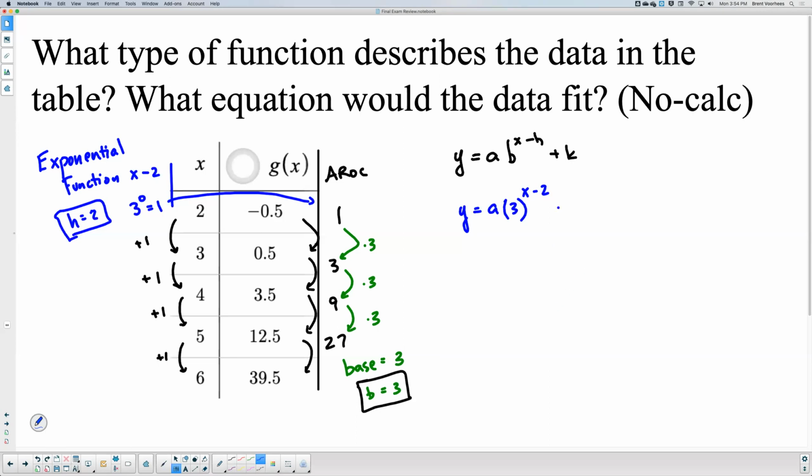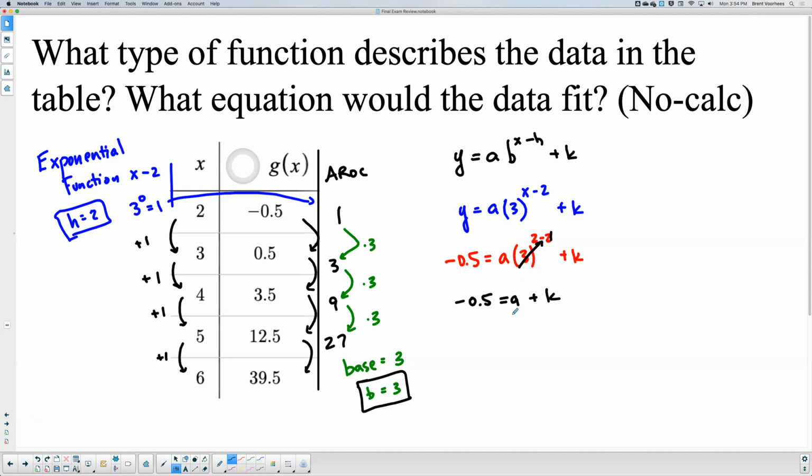Now I don't know k yet. So you could try to subtract, but we don't know a either. So what am I going to have to do? I'm going to have to plug in some values. I'm going to first plug in these points. So when I plug in the first point, I have negative 0.5 equals a times 3 to the power of 2 minus 2 plus k. Well, 3 to the power of 2 minus 2, that's the power of 0. Anything to the power of 0 is 1. So I could simplify that and say, oh, that's just 1. So I have negative 0.5 equals a plus k.